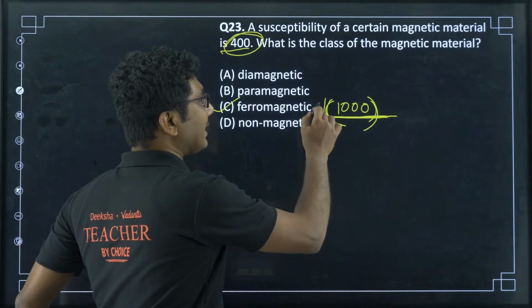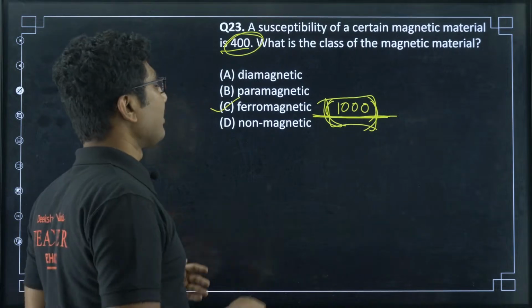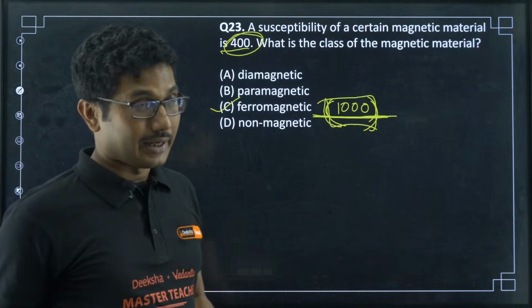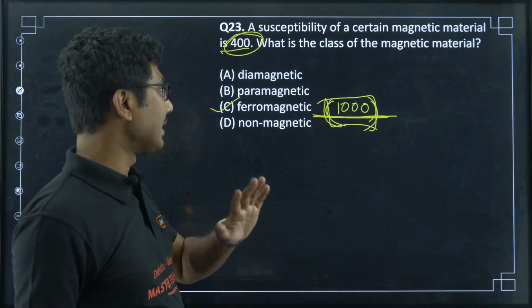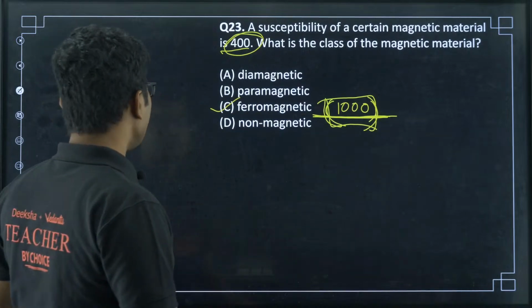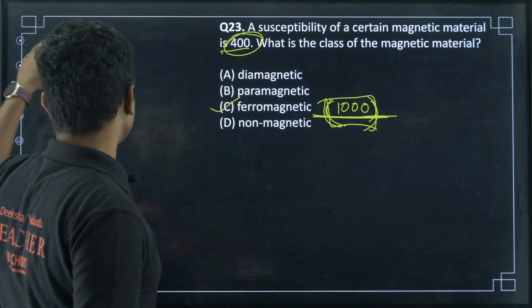Ferromagnetic, obviously, if it is greater than 1000, it is definitely ferromagnetic. If it is close to 1 but greater than 1, then it is paramagnetic. If it is less than 1, it is diamagnetic. No other thing is there, but 400 cannot be paramagnetic, that much is sure. So your answer will be ferromagnetic. If you see this question, you have to answer ferromagnetic.